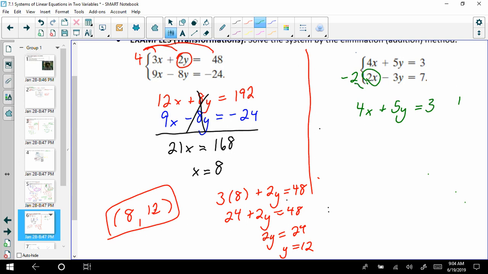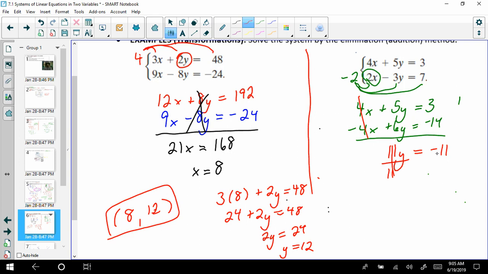But the bottom one, I need to make sure I multiply the -2 to all three. So -4x plus 6y and -14. So now if I combine or add together what's left, first set's gone. I have 11y and -11 when I add 3 plus -14. Divide by 11. So my first answer, y, is -1.